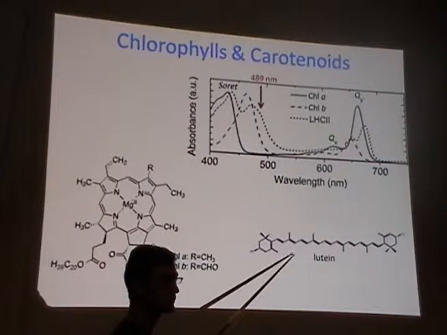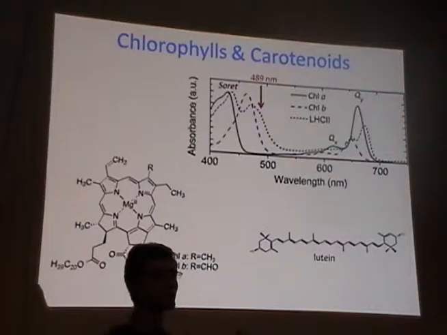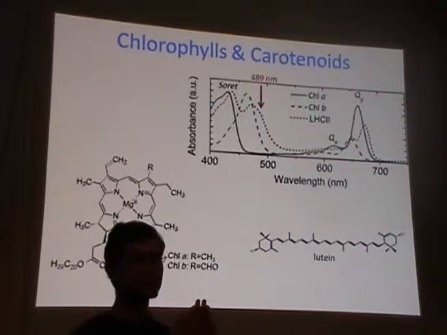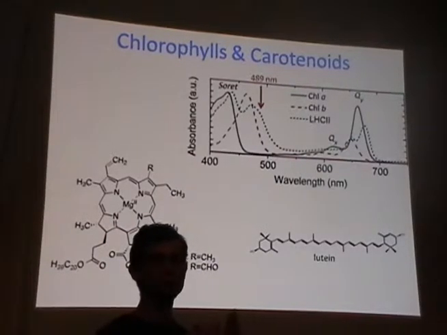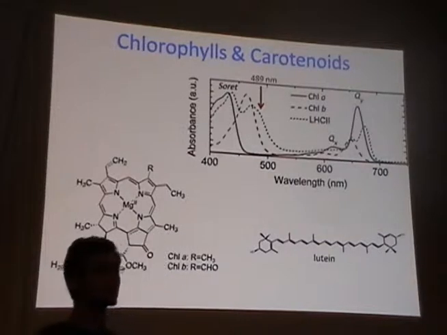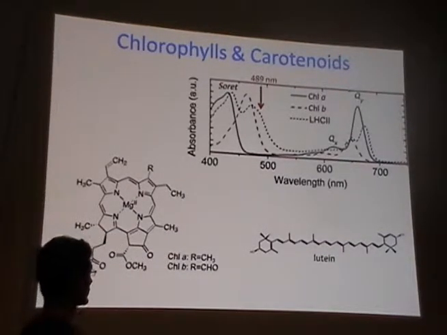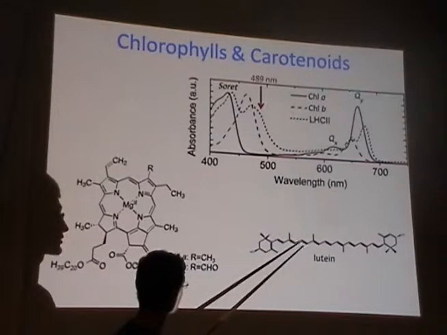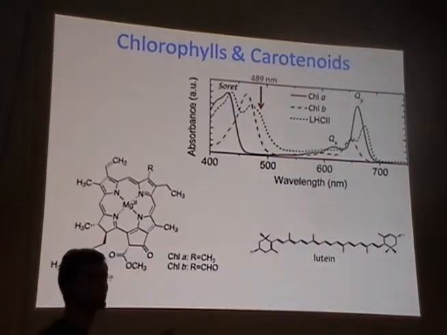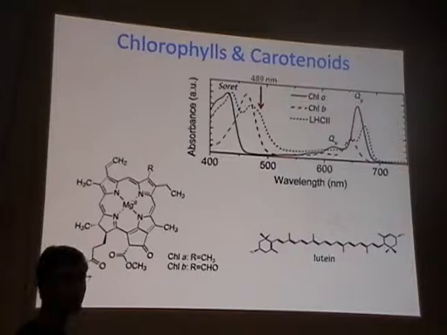Okay. And we're going to look at excitation at 489 nanometers. So this preferentially excites one of the carotenoids in the system called lutein. But of course you have a limited bandwidth, so a pretty broad peak. You will also excite many other pigments.